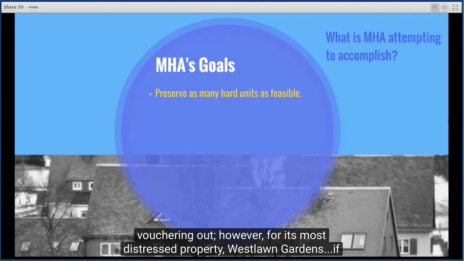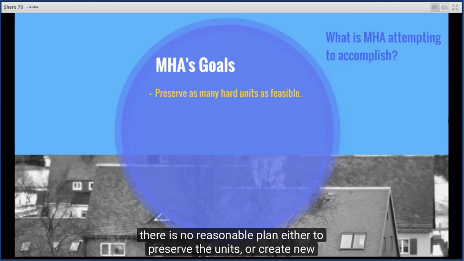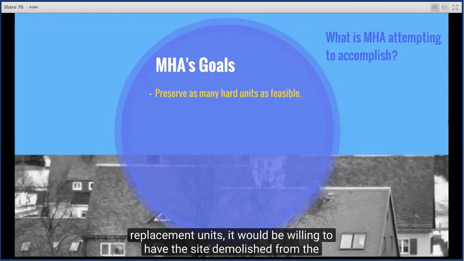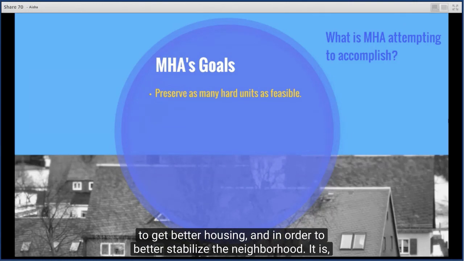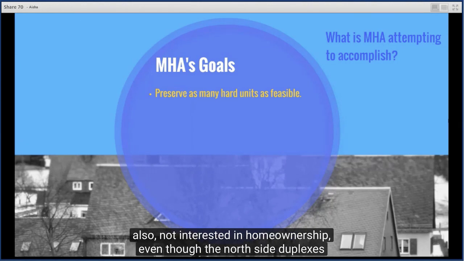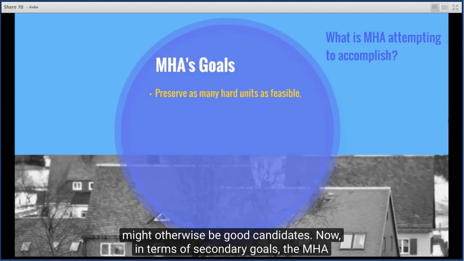However, for its most distressed property, West Lawn Gardens, if there is no reasonable plan either to preserve the units or create new replacement units, it would be willing to have the site demolished and the residents issued PBVs in order for those families to get better housing and in order to better stabilize the neighborhood. It is also not interested in homeownership, even though the north side duplexes might otherwise be good candidates.